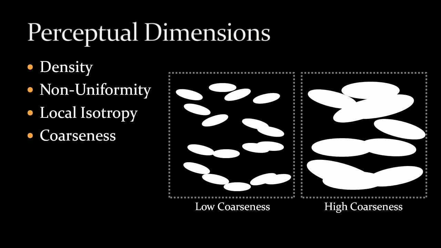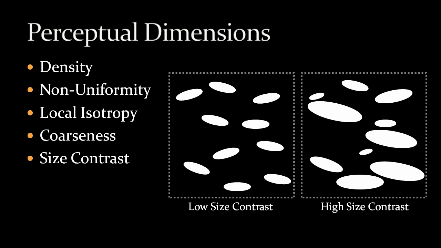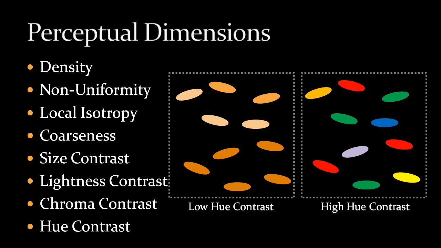Coarseness is proportional to the average size of strokes. Size contrast means the average size differences between neighboring strokes. Lightness contrast, chroma contrast, and hue contrast are the differences in color between neighboring strokes. You may have noticed that we are emphasizing many contrasts among neighboring strokes in our parameter design. This is because painters say contrast is a powerful tool to depict different styles.